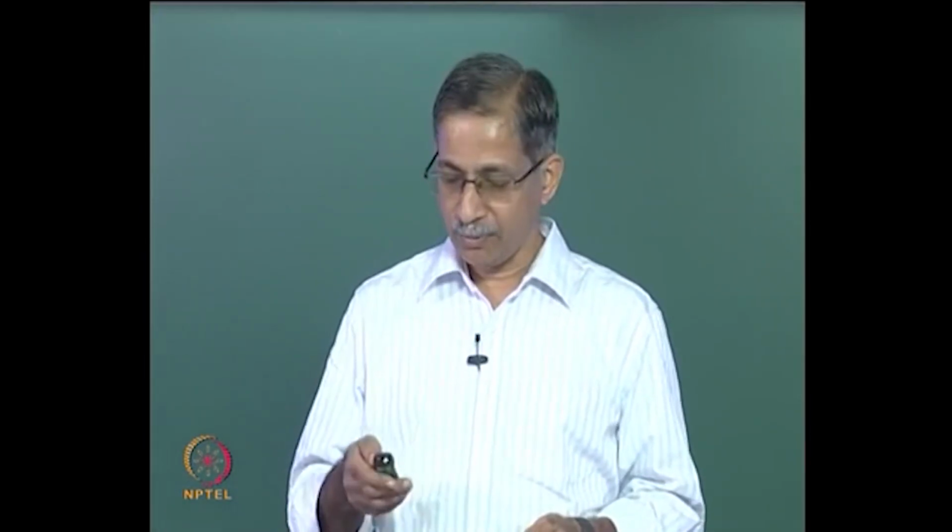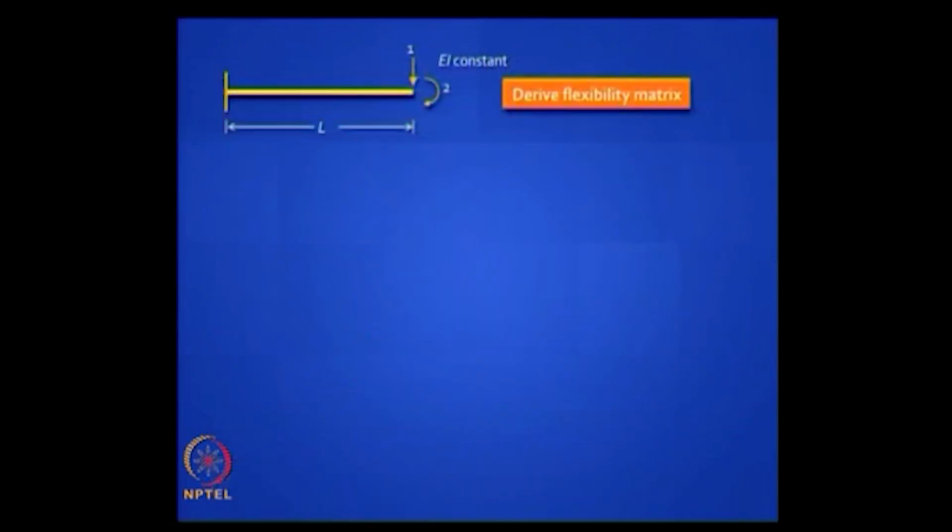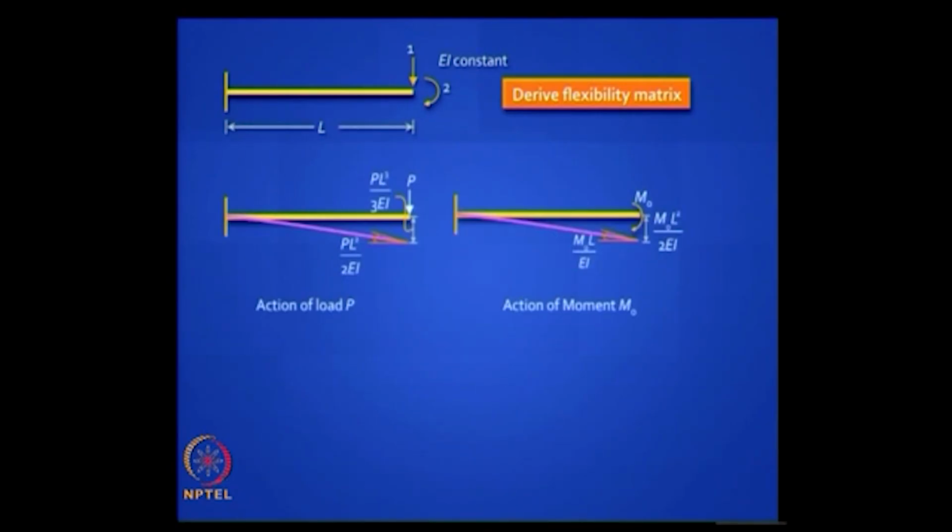There the force would be an actual force if it is an internal force. Now let us just demonstrate this with a simple example of a cantilever beam. Let us look at the 2 coordinates referring to the deflection and the rotation at the free end. If you were to derive the flexibility matrix, you could do that by first applying a load P at the free end and then applying a moment m0 again at the free end, and you can use any method.